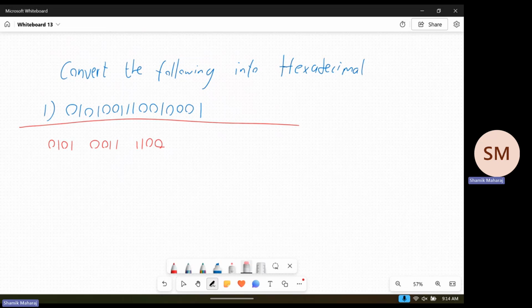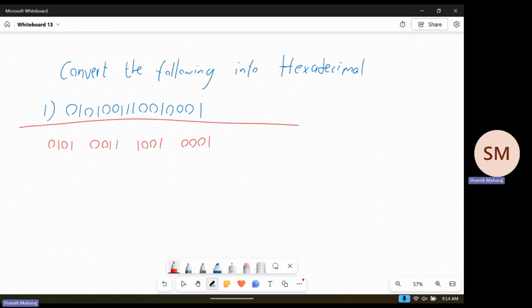No, something's gone off there. Okay. 0 1 0 1 1 1. Yeah, 1 0 0 1 0 0 0 1. I think we got it. All right, so I just broke it up into 4 bits each.